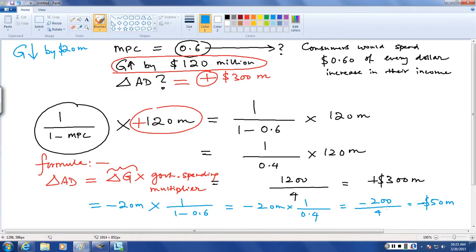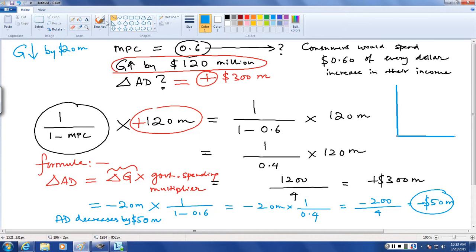Negative 50 million. So in other words, how would you put that in words? You would say AD decreases by $50 million. If the government reduces its spending by $20 million, in this example, aggregate demand should decrease by $50 million. Now, in terms of our ADAS diagram, what would happen in that case?